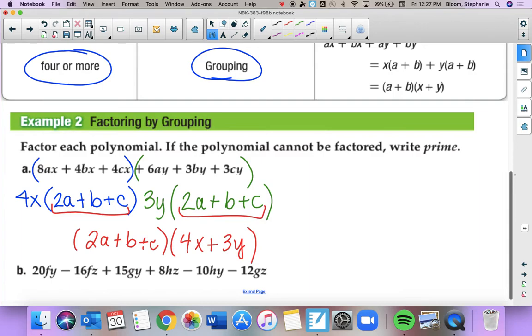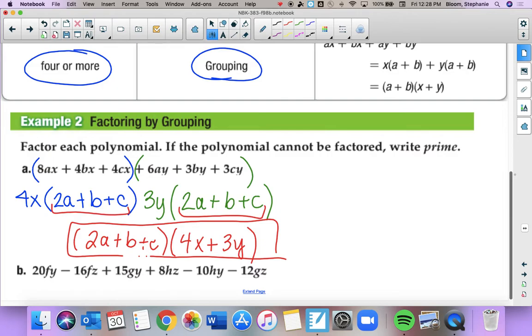Really, when you have two terms, you're looking to see, does it have anything in common? Is it a difference of cubes or a difference of squares or a sum of cubes? So is that a sum of cubes right there? 4x and 3y, are those a sum of cubes? No. So I'm done. That has been factored. Okay?